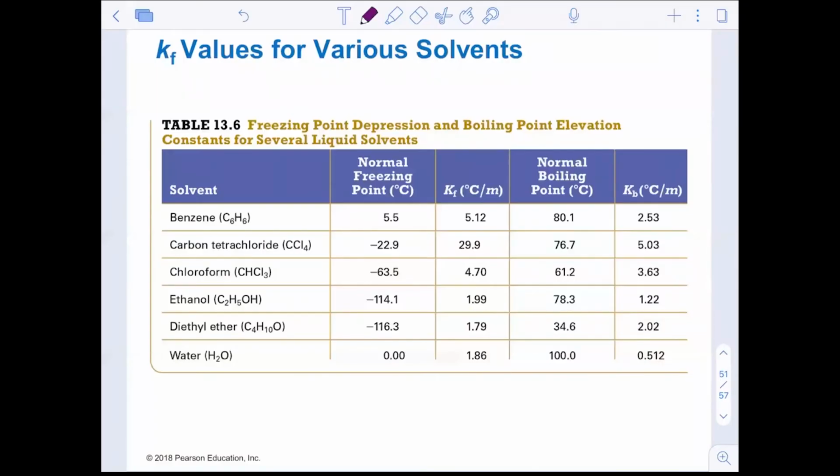Here is table 13.6. You can see the normal freezing points and normal boiling points. Again, those are at 1 atm, and the KFs and the KBs according to that chart. Now the KB is going to be used for boiling point elevation, and the calculation will be very similar. These KFs and KBs you do not need to memorize. They would be given to you if you needed them.